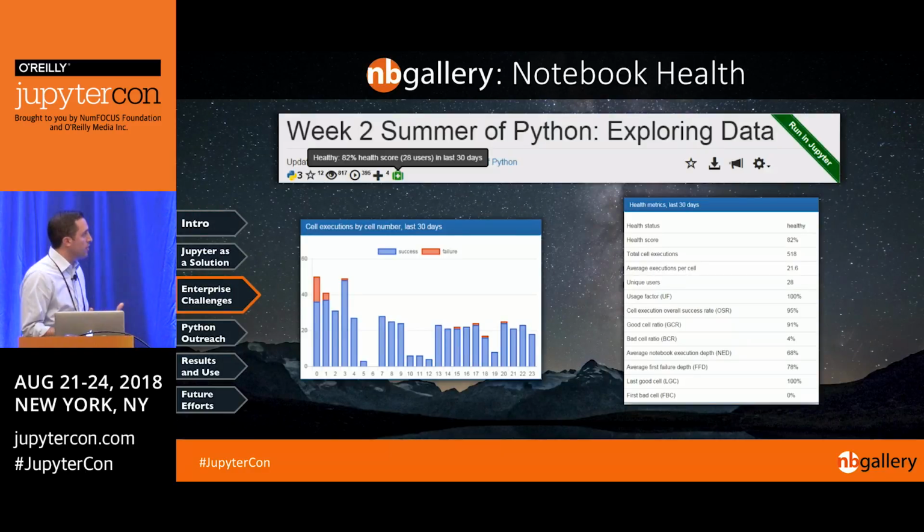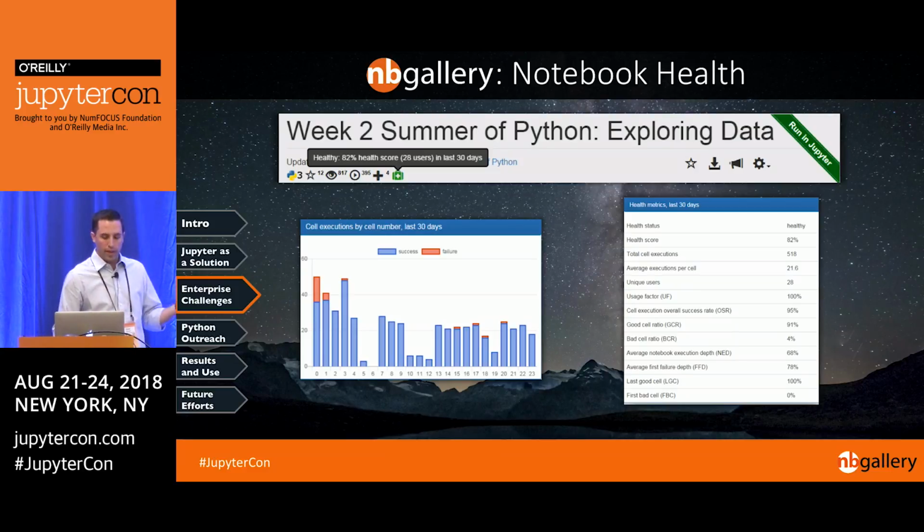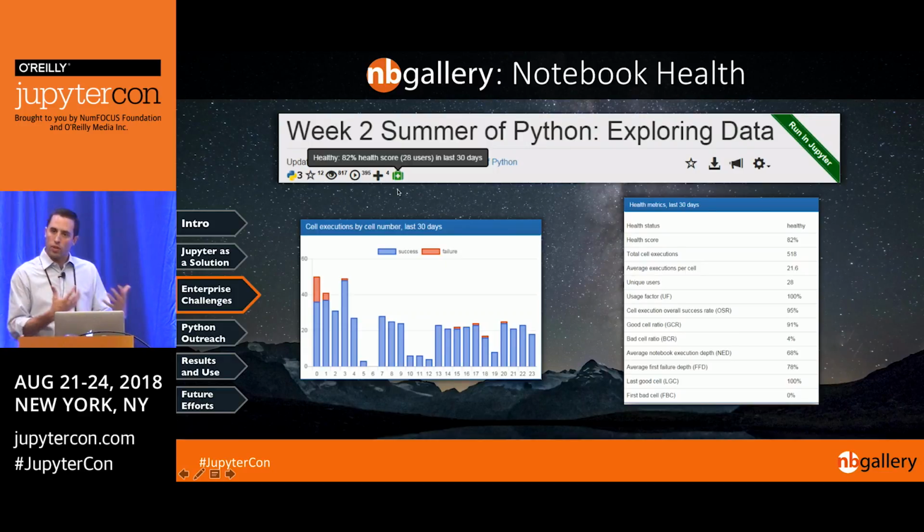And then how is this presented to the user? So every time you discover a notebook in nbgallery, we put a little health icon there. You can see it right here. It's green. Green is healthy, red is unhealthy, gray is unknown. So it gives a quick indication of whether or not we think that notebook's healthy, in addition to factoring into the recommenders analytics.